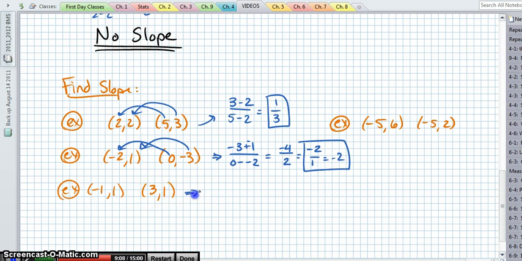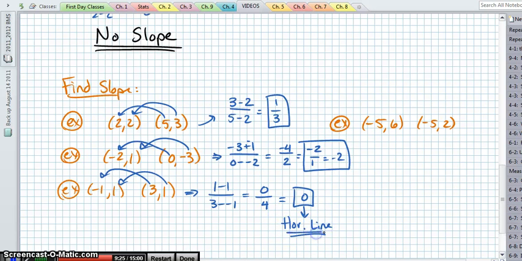Here, when we calculate the slope, we get 1 minus 1 over 3 minus -1. So that gives me 0 over 4. You cannot leave it this way. You must recognize that you have a slope of 0, and it wouldn't hurt to go, oh yeah, this is a horizontal line, because I will be asking you things like that.